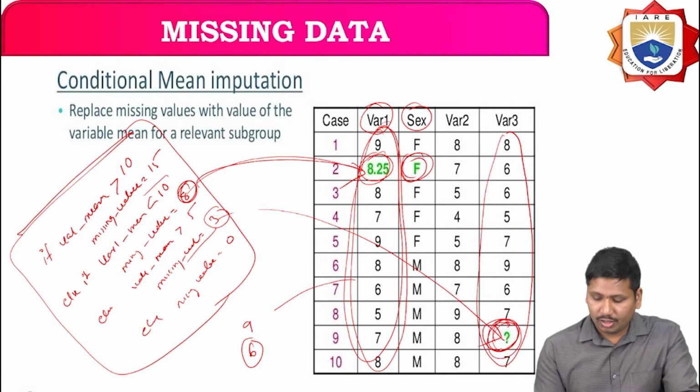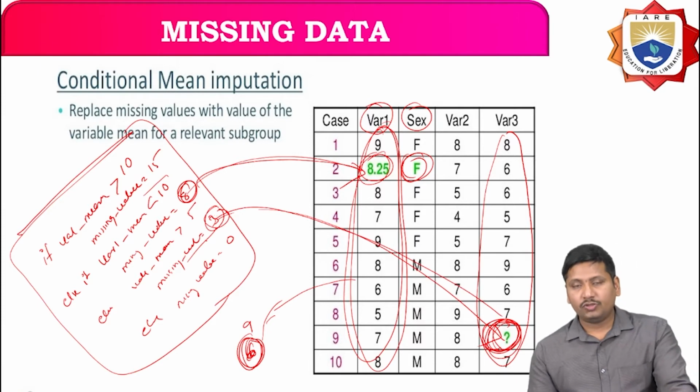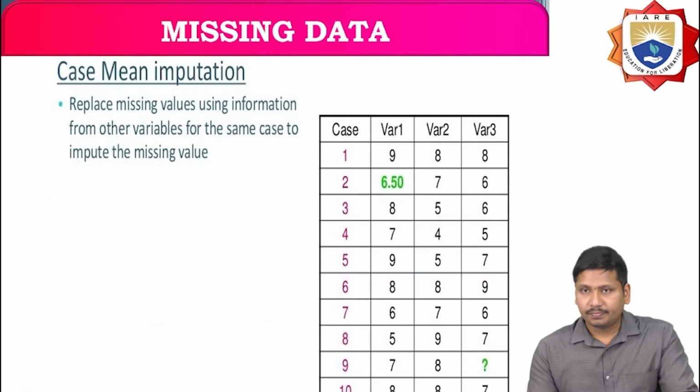Similarly in variable 3 I'm getting the missing value here. For that, I have to calculate the mean value of this variable. Suppose I get 6 as the mean value. So what is the condition? It satisfies 3, so 3 is going to be filled here. That is the conditional mean.